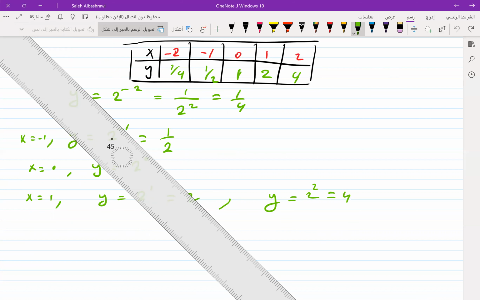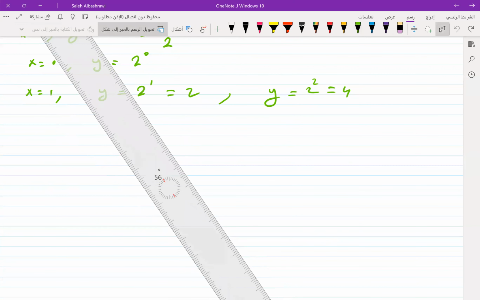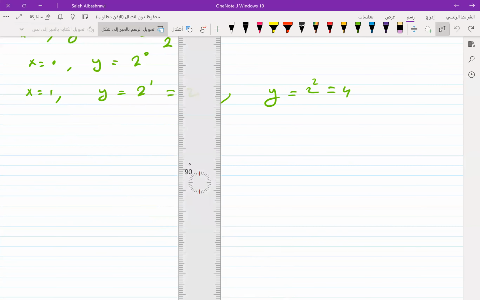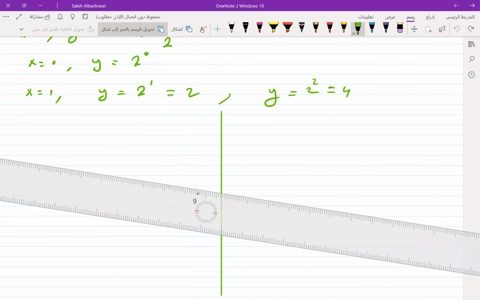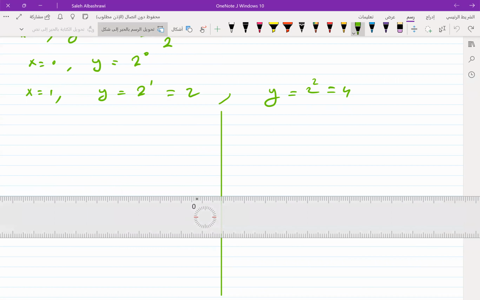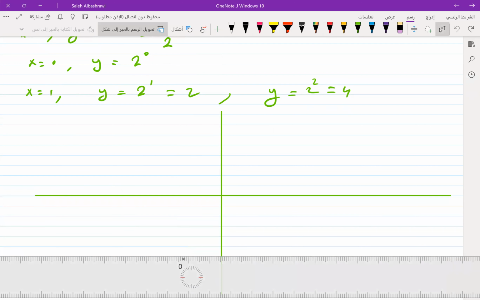Now to graph this one, this is the y-axis and x-axis. First point was -2 and 1/4. Second point, -1 and 1/2. Third point is 0 and 1.